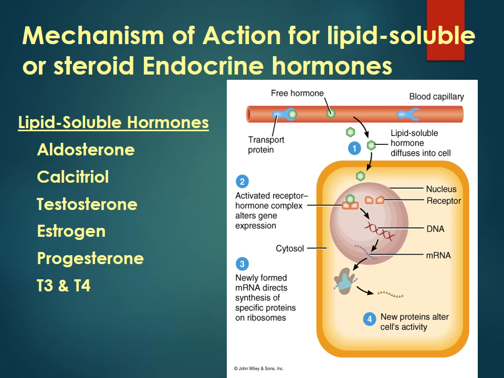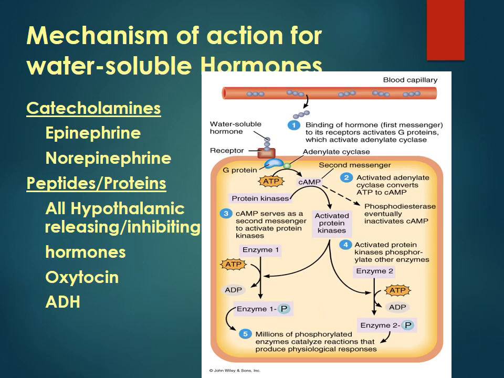So what are the mechanisms of action for lipid-soluble or steroid endocrine hormones? We have here the lipid-soluble hormones. We have aldosterone, calcitriol, testosterone, estrogen, progesterone, T3 and T4.